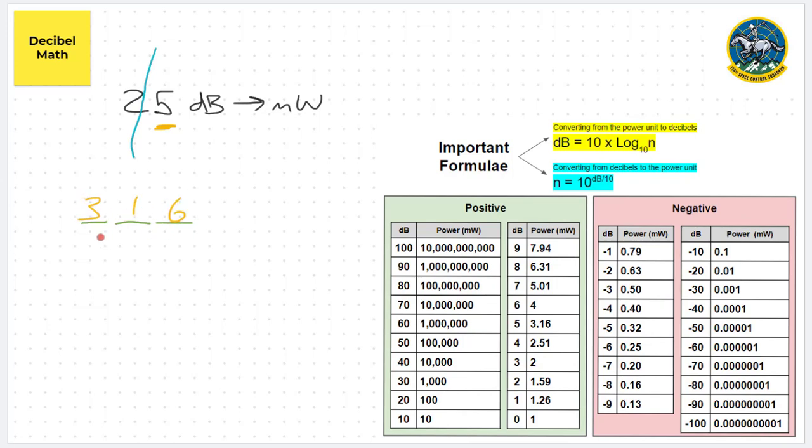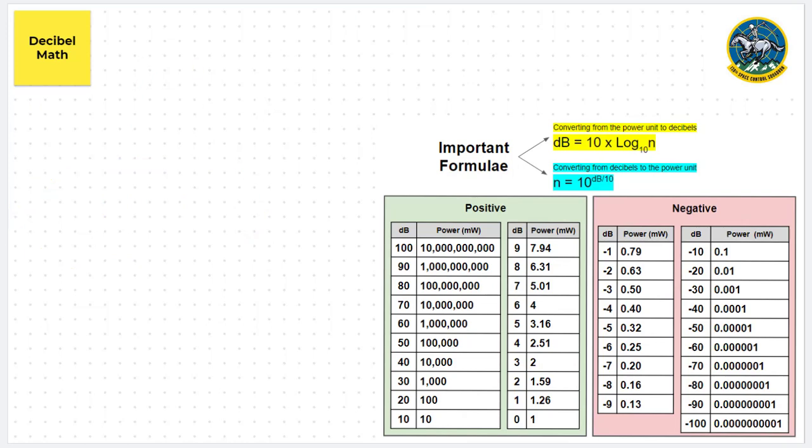And you'll see that I've run out of space. So my conversion is 316 milliwatts. I didn't use any zeros there because it just so happened that this number fits in my 3 places here. So 25 dB is approximately 316 milliwatts.